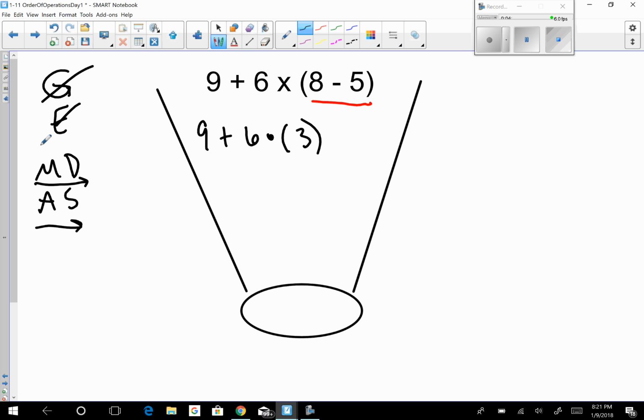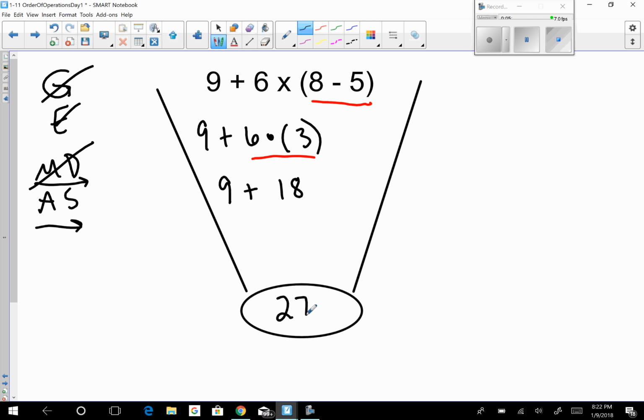Now we're looking for either multiplying or dividing, and we're going from left to right. So we have 9 plus, okay, and then 6 times 3. So we have multiplying. So we're going to underline what we're going to work on this time. So 9 plus, okay, and now we have 6 times 3. That's 18. Okay, so are we done with multiplying and dividing? Yes. Cross it off. Next one, adding and subtracting, and again we go from left to right, so we just have 9 plus 18, and that is going to be 27.